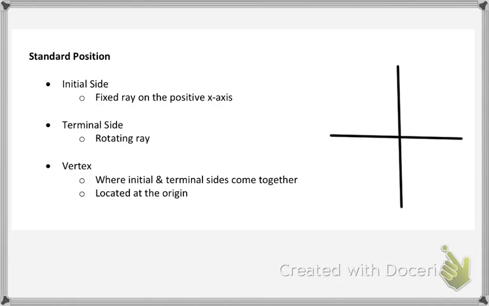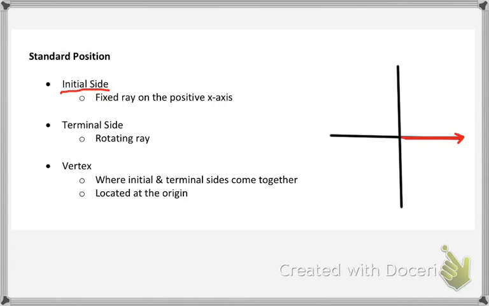So that's going to be our ray right here that runs along this positive part of this x-axis that I'm drawing in red. So that is the initial side of the angle. So the initial side of the angle is in red. So then the terminal side is the rotating ray. So that is where the angle is going to end.